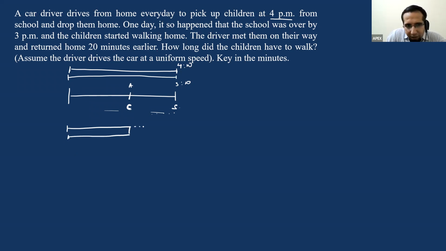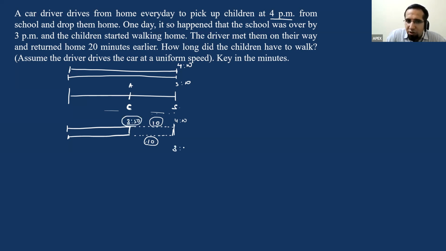That means the auto driver saved the journey to the school this much and back this much. And that is the reason he took less time. How much time did he take less? He took 20 minutes less, which means he took 10 minutes less to reach here and he saved 10 minutes of this part of the distance. Clear? So usually the auto driver reaches here at 4 p.m. Since he saved 10 minutes, that means he picked the students at what time, guys? He picked the students at 3:50.